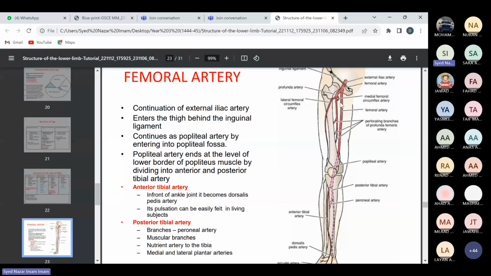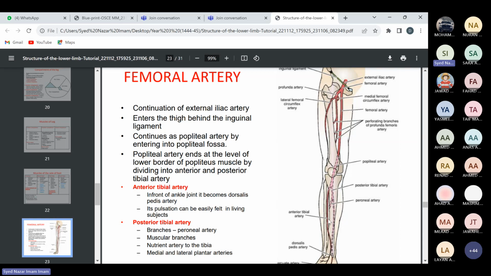So what are the branches here in the femoral artery? You have to know. And it passes from anterior to posterior. Then it comes to the popliteal fossa here. It becomes the popliteal artery. So again, the popliteal artery is the continuation of the femoral artery. And then just below the popliteal artery, it divides into anterior and posterior tibial artery.